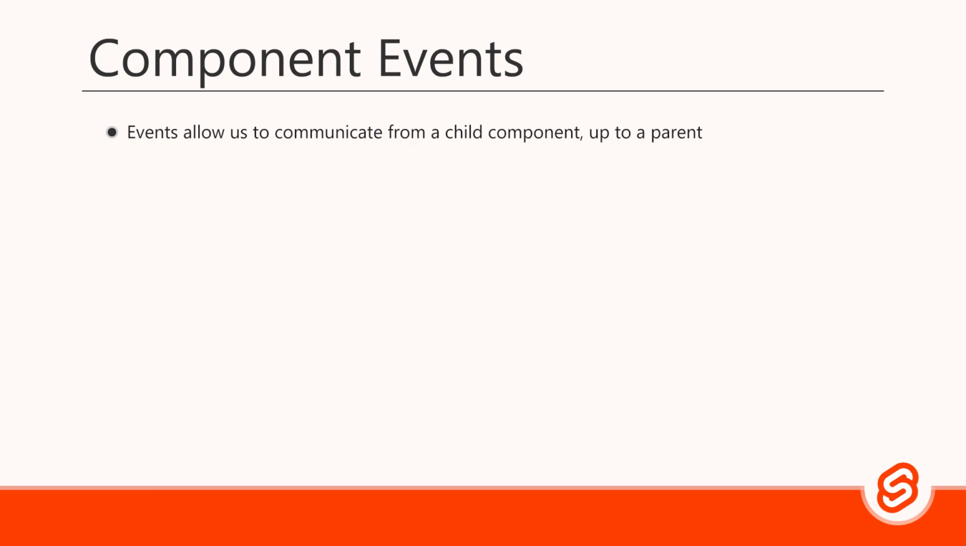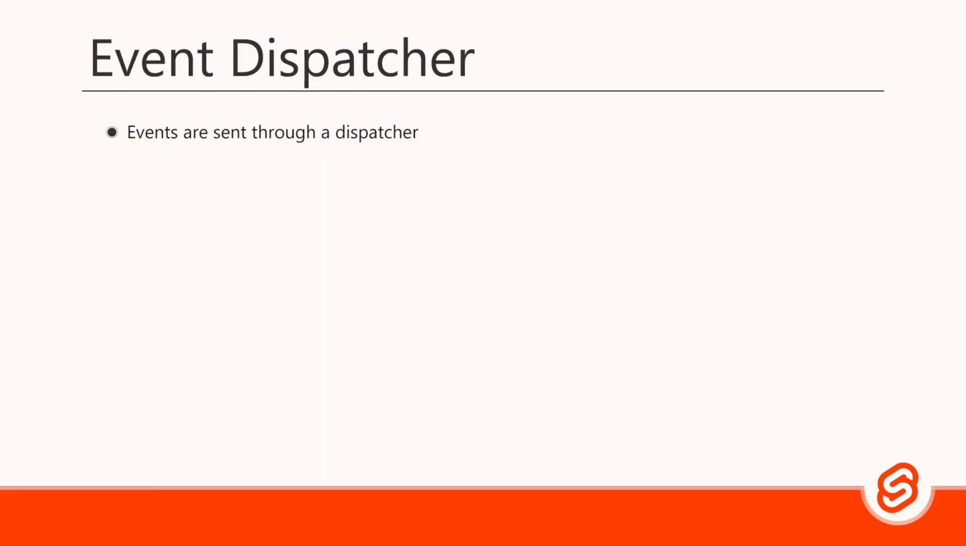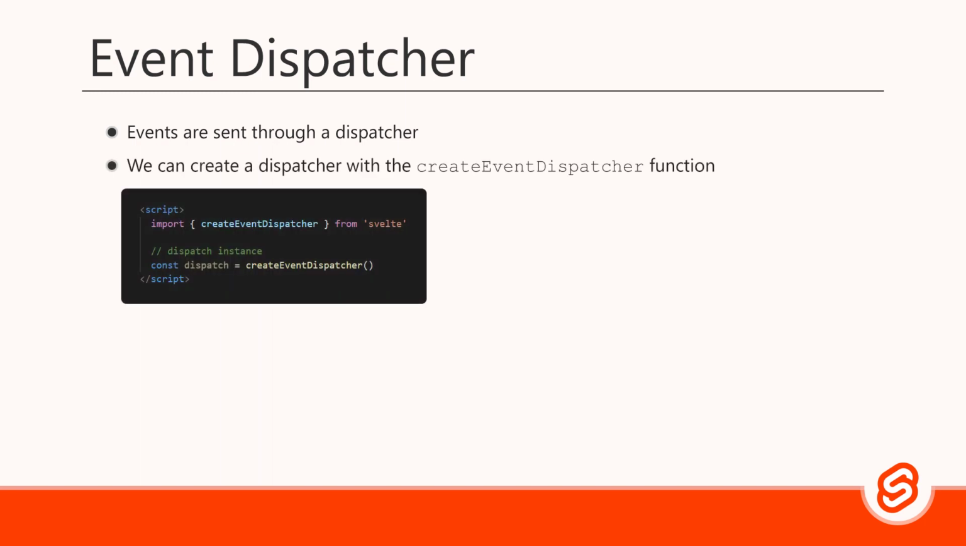The child component creates a dispatcher that sends an event. The parent listens for, then captures that event, and executes code when it triggers. To be able to send events, we need an event dispatcher. Svelte makes it easy to create one with the createEventDispatcher function. We have to import the function from the Svelte package, then create an instance of it.